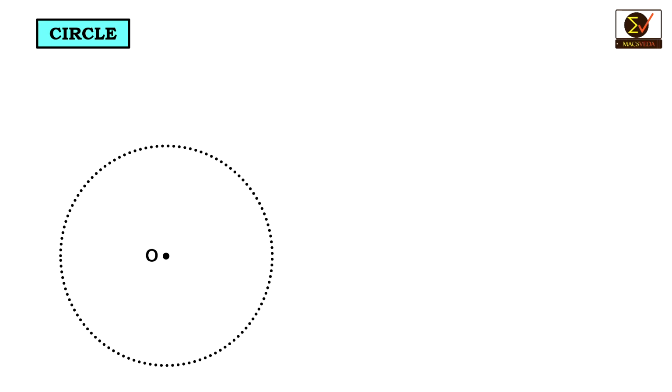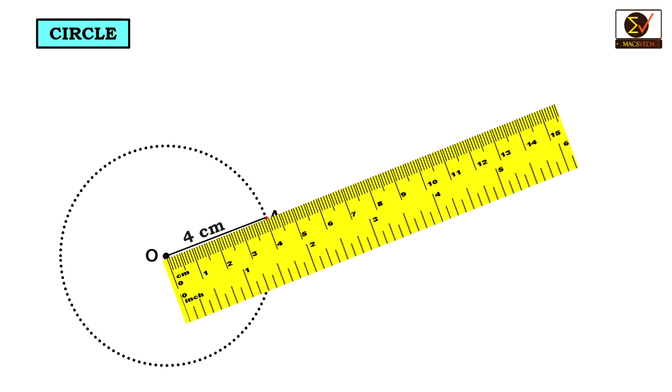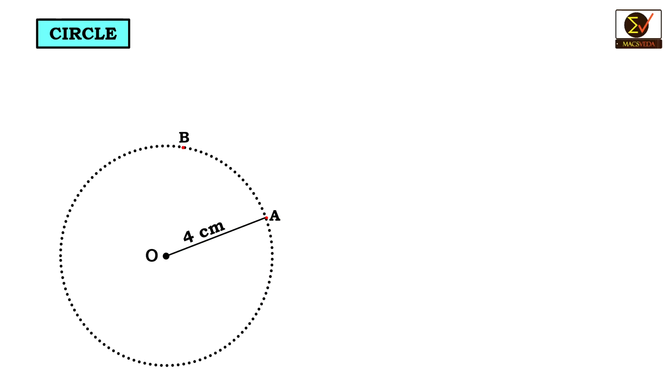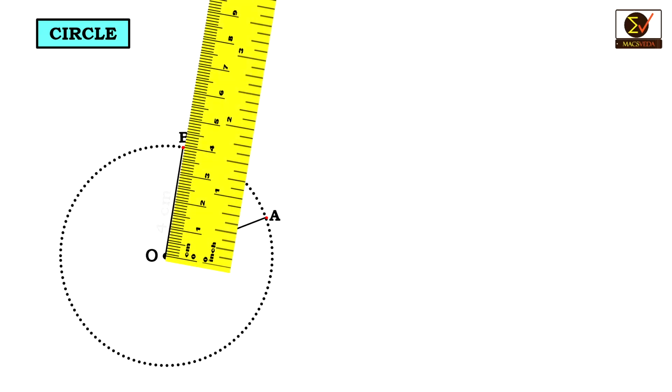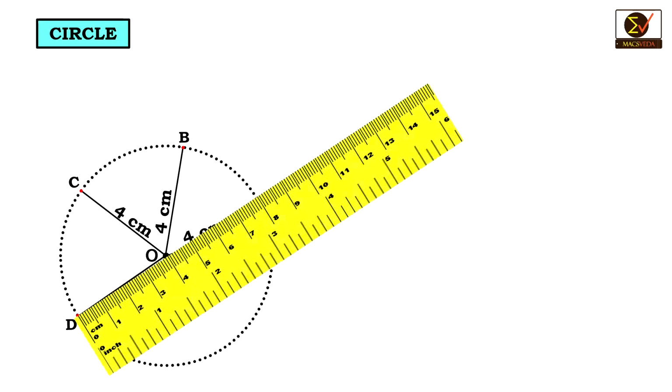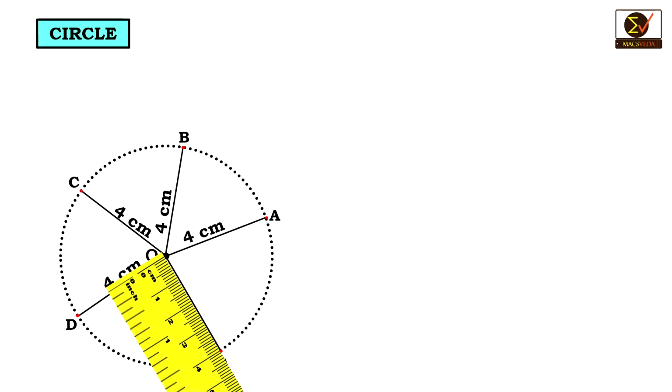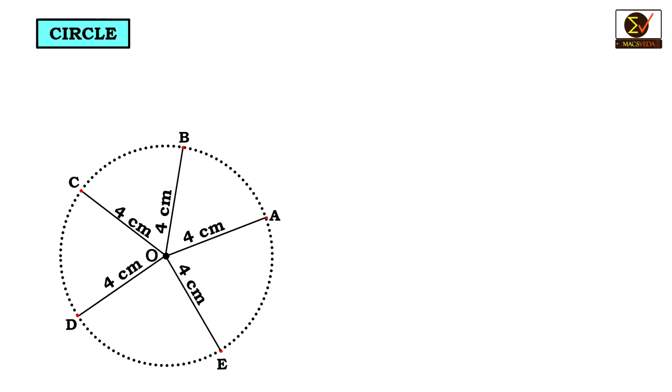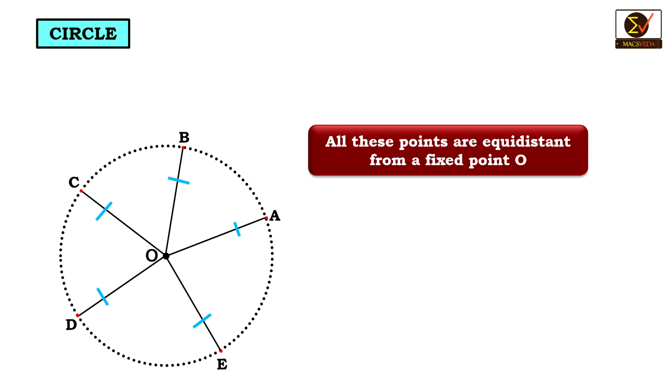Now consider this set of points and the fixed point O. Now take any point A, find the distance of A from O. The distance is 4 centimeters. Take another point B, the distance from O is again 4 centimeters. Another point C, D, E, each at a distance of 4 centimeters from O. So what you understand? All these points are equidistant from a fixed point O.